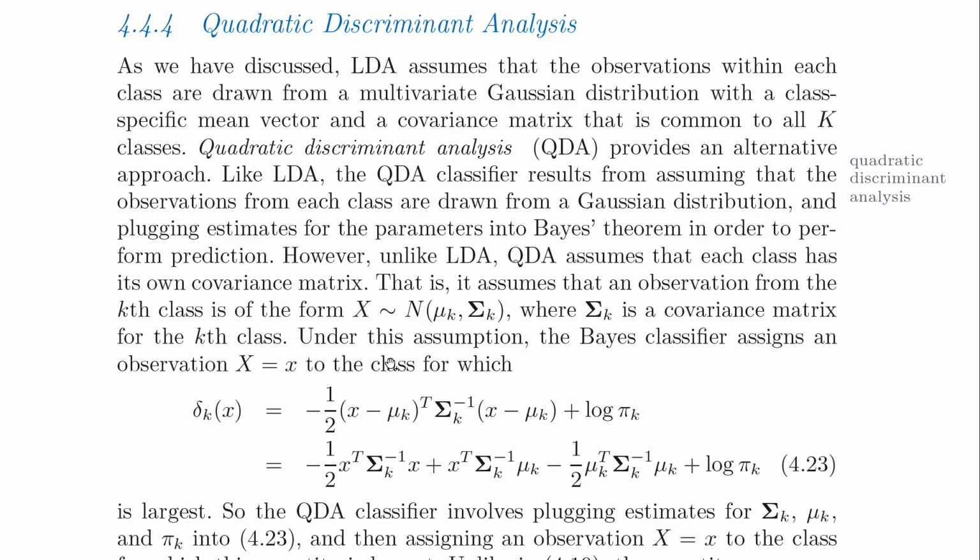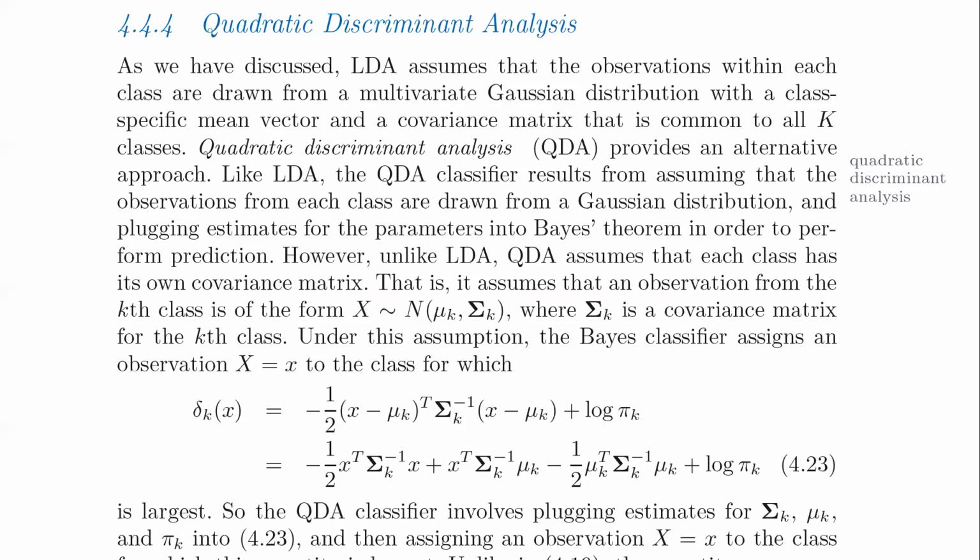As we have discussed, LDA assumes that the observations within each class are drawn from a multivariate Gaussian distribution with a class-specific mean vector and a covariance matrix that is common to all K classes. Quadratic discriminant analysis, QDA, provides an alternative approach, but we'll pause the recording right now.